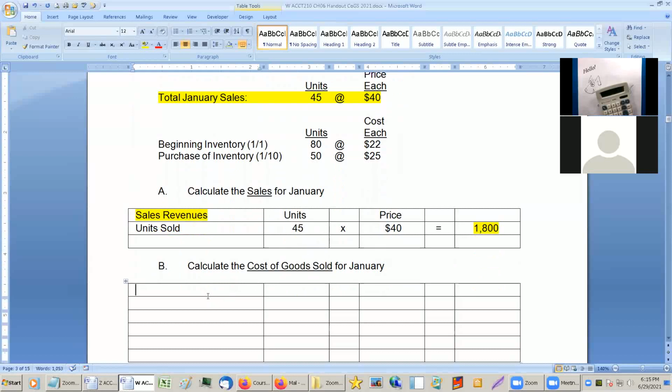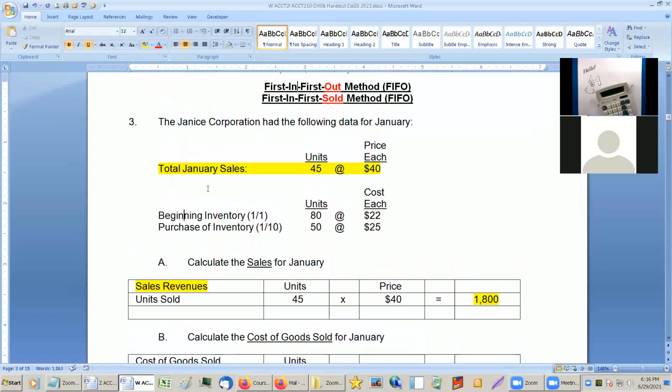when it comes to cost of goods sold for January, the cost of goods sold is going to be, okay, we need to find the cost for these units, right? So we have units that we need to find the cost for. Okay, so just like up here, we have the 45 units, the same thing. Okay. So we're going to go to the first ones in. So the first ones in are going to be right here.